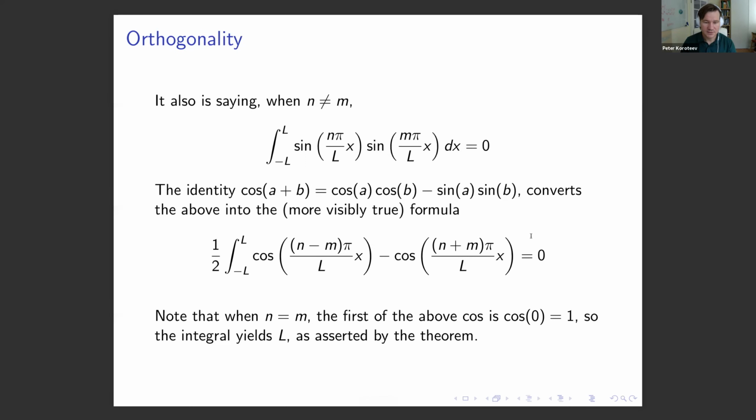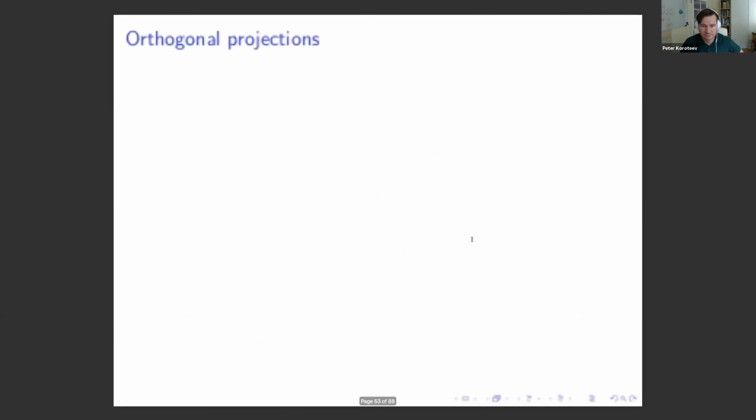And then when n is equal to m, the first coefficient is equal to 1, and the second coefficient is the other term. So the integral yields L because there is a 1/2 here, and the second term integrates to 0 because it's a periodic function.